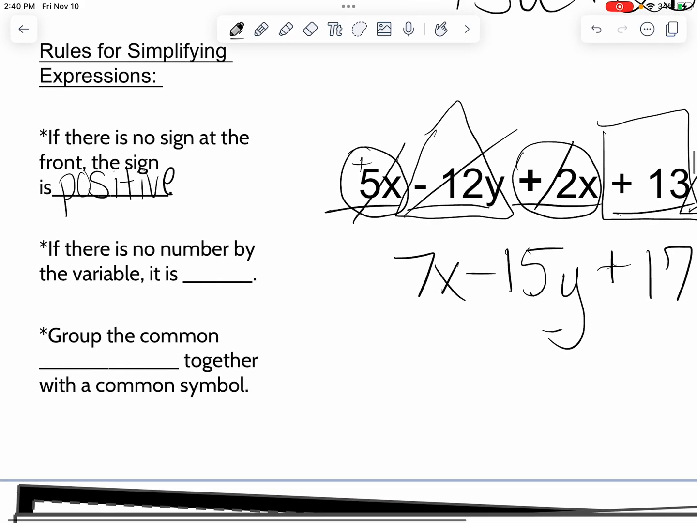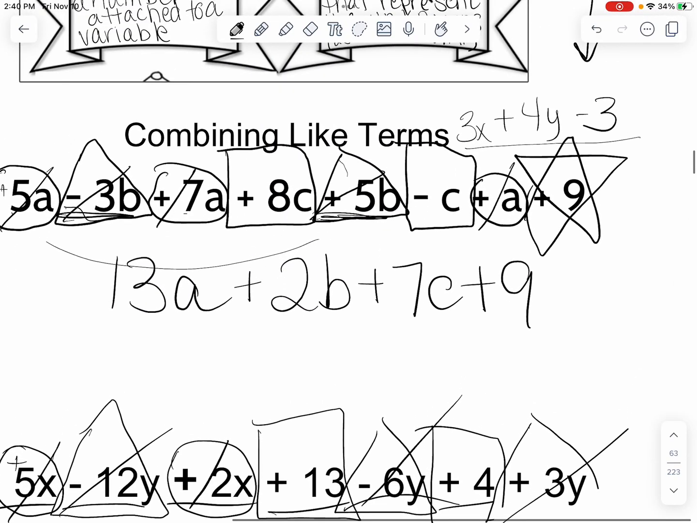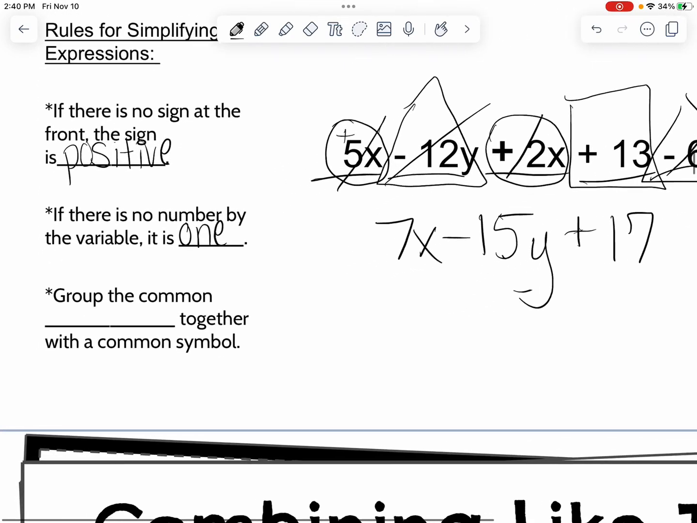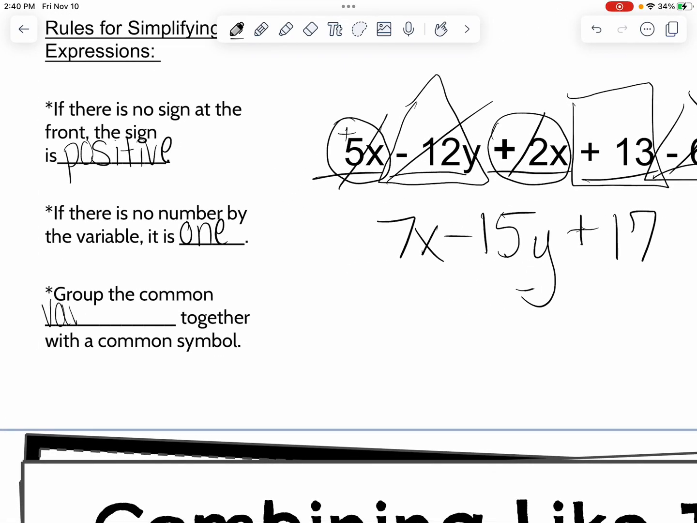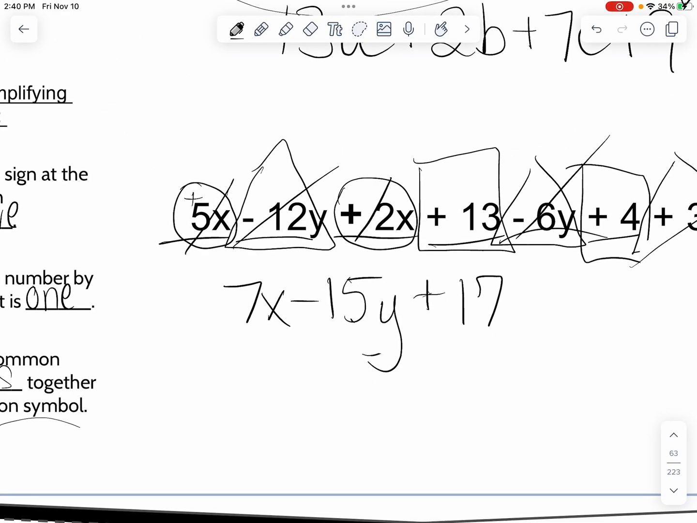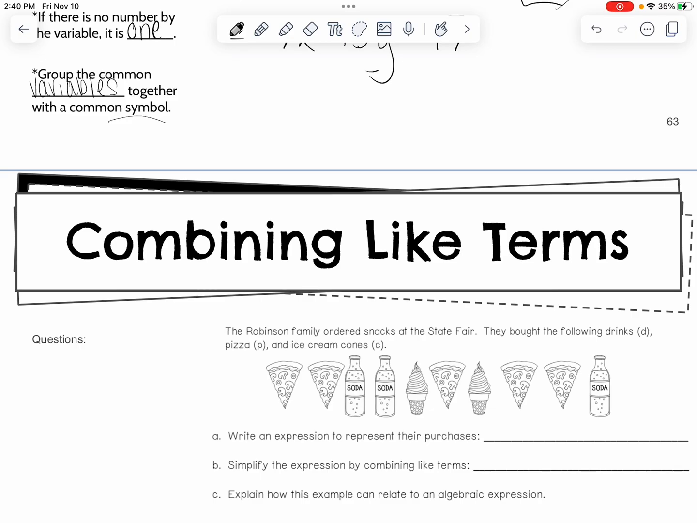If there is no number by the variable, it is 1. Okay, so if there's no number by the variable, as in right here, this C, there's like an invisible 1 right there. Group the common variables together with a common symbol. So we group the common variables like 5x, 2x with a common symbol like a circle. We did shapes. All right, combining like terms.